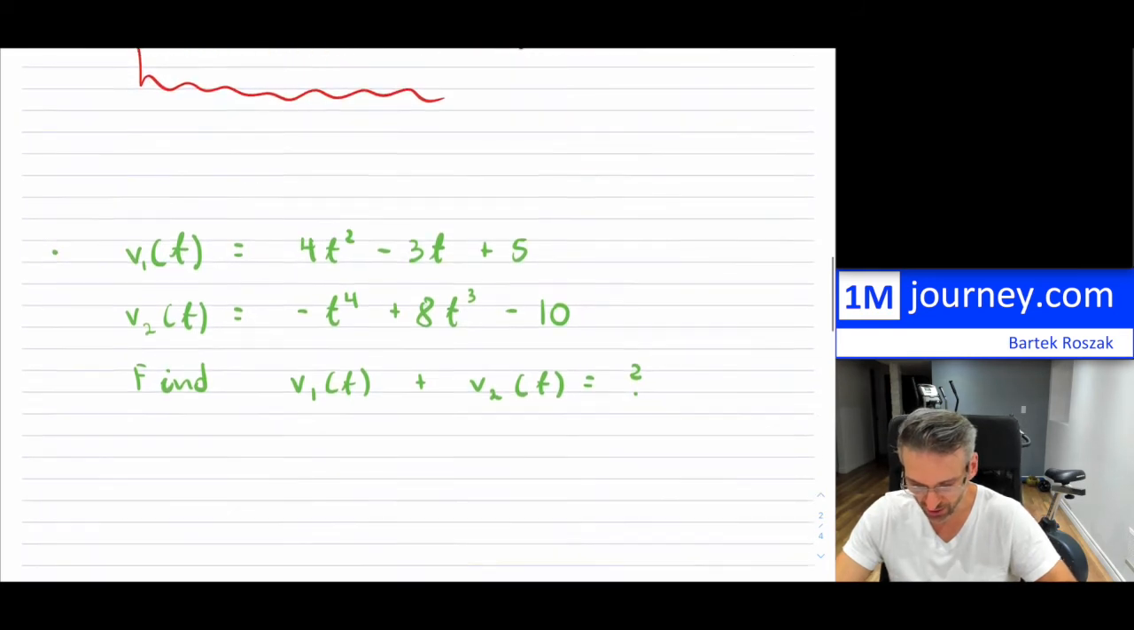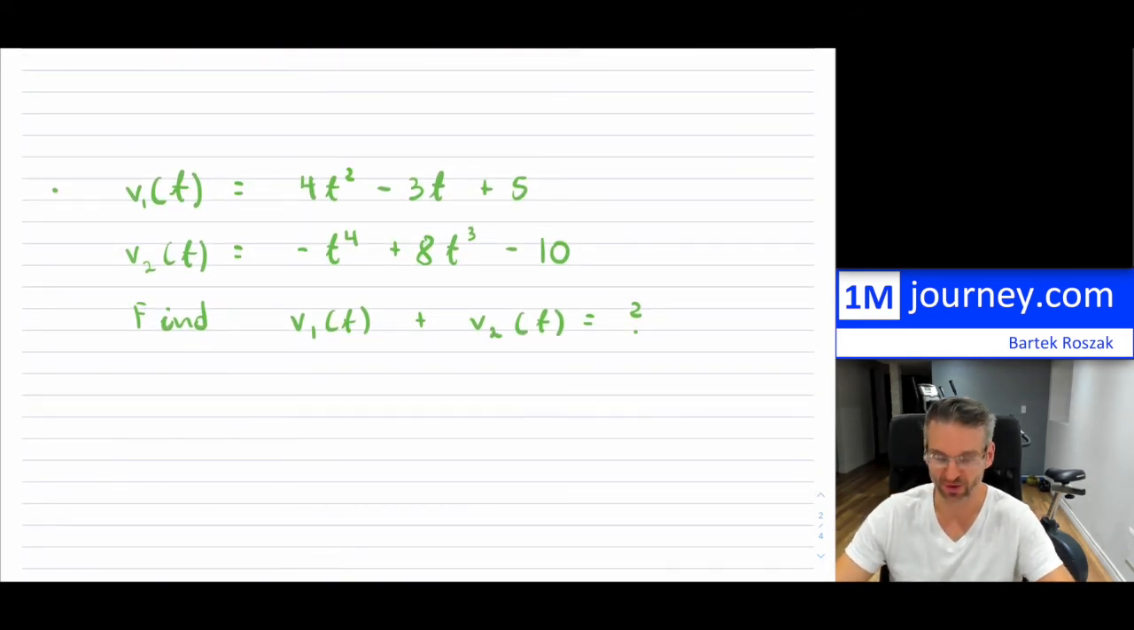So here's another one. I'm just going to switch the variables around so we're not just dealing with x. The input is not always x. So for instance, notice the input here is t. So maybe t means time. And I switched it so it's not f, it's v1 and v2, whatever that might mean.